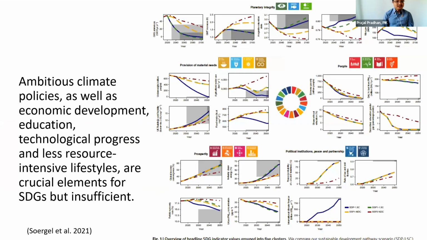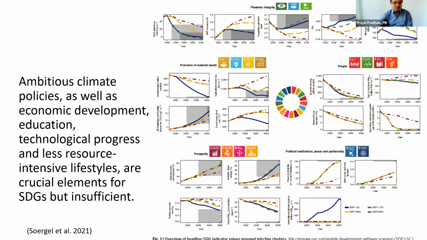And this is one example of those pathway analyses, where colleagues try to identify climate policies and try to link that with different sustainable development goals. One of the key messages here is that ambitious climate policies, as well as economic development and technology, and less resource-intensive lifestyles are crucial elements for sustainable development, but only talking about them is insufficient. There are other factors like SDG financing and other things discussed here.